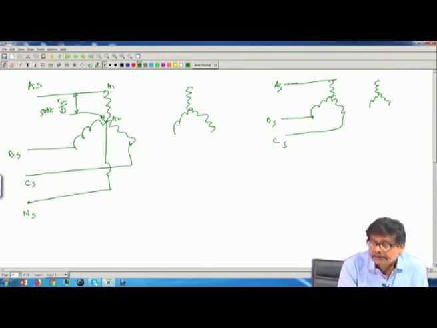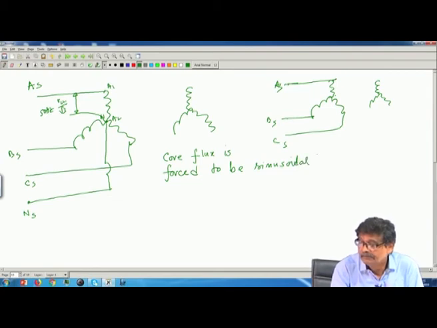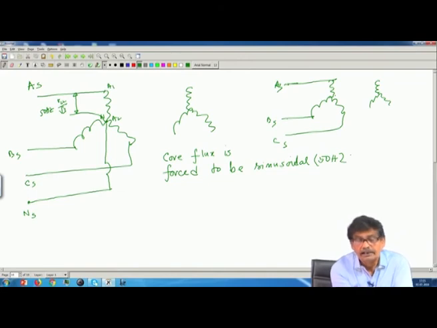So, in this case core flux is forced to be sinusoidal, 50 hertz only, nothing else. But we have learned, core flux is sinusoidal, then exciting current must have a fundamental and third harmonic.